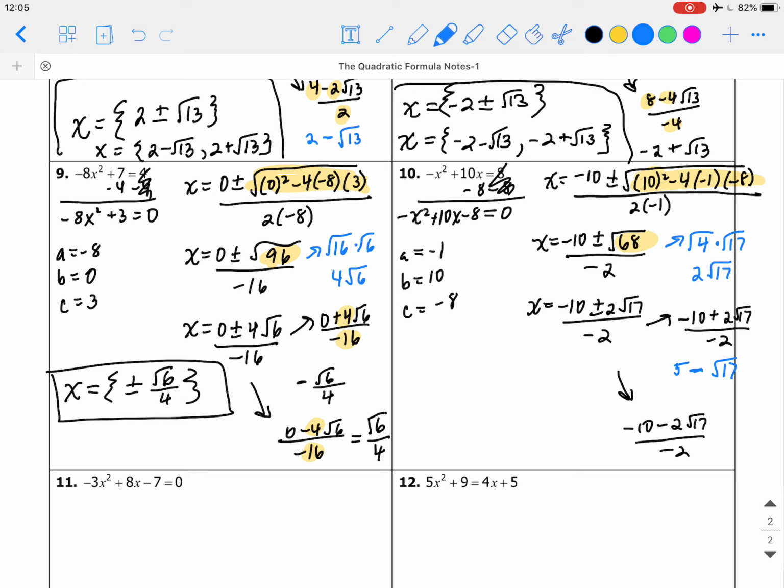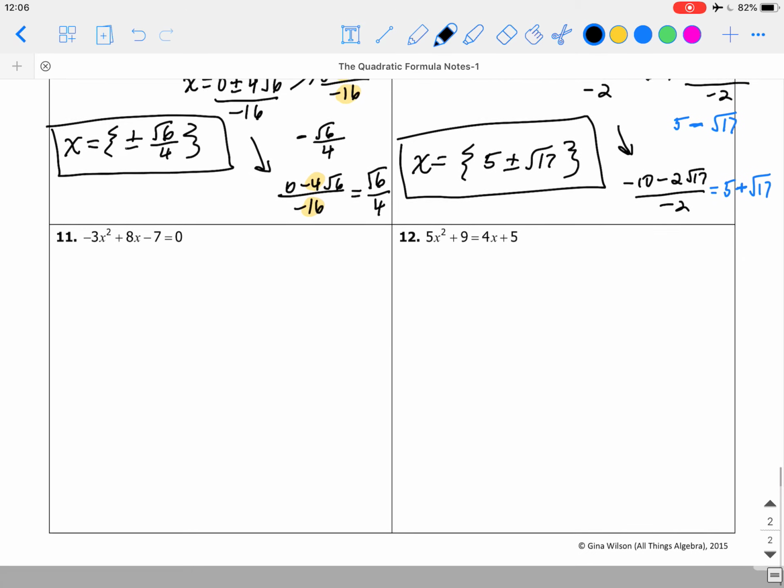Okay, let's do the second one. So negative 10 divided by negative 2 will give me 5. Negative 2 divided by negative 2 will be a positive 1 that I'm not going to write down, but I will keep that square root of 17. I'm going to undo that scribble that I just did. I just didn't like the way it looked. Okay, so let's go ahead, let's write our answer. So I have x is equal to, and I can write 5 plus or minus the square root of 17.